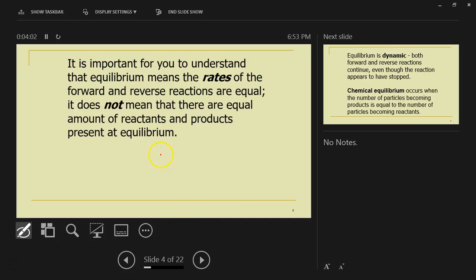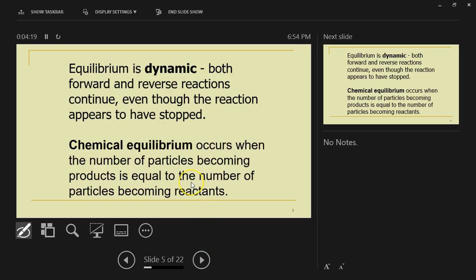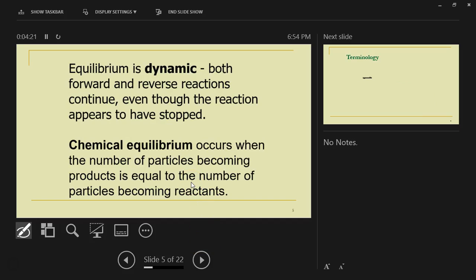Okay? It's important that you remember that equilibrium means the rate of the reaction forward and reverse are equal. It doesn't mean there are equal amounts of reactants and products present at equilibrium. Of course, our elements are still all going to be balanced. I will have the same number of sulfurs all the time in a balanced equation, but I'm talking about the concentrations. I'm not talking about the elements here.